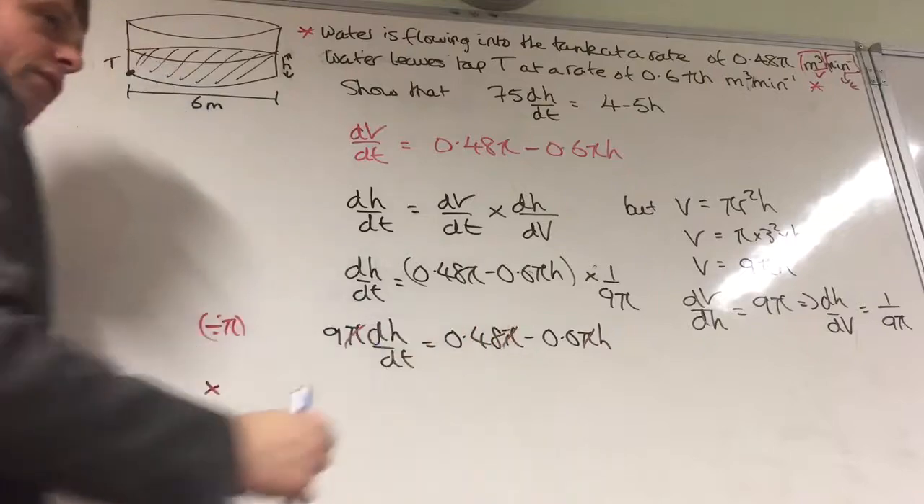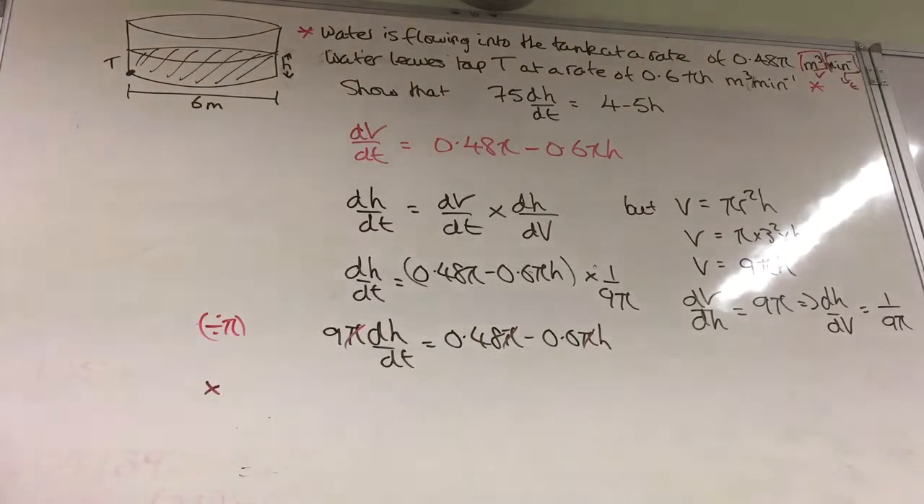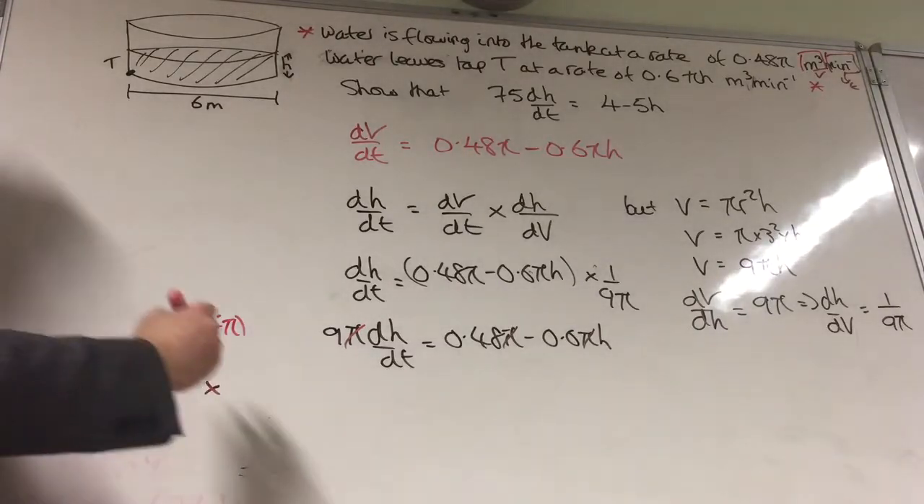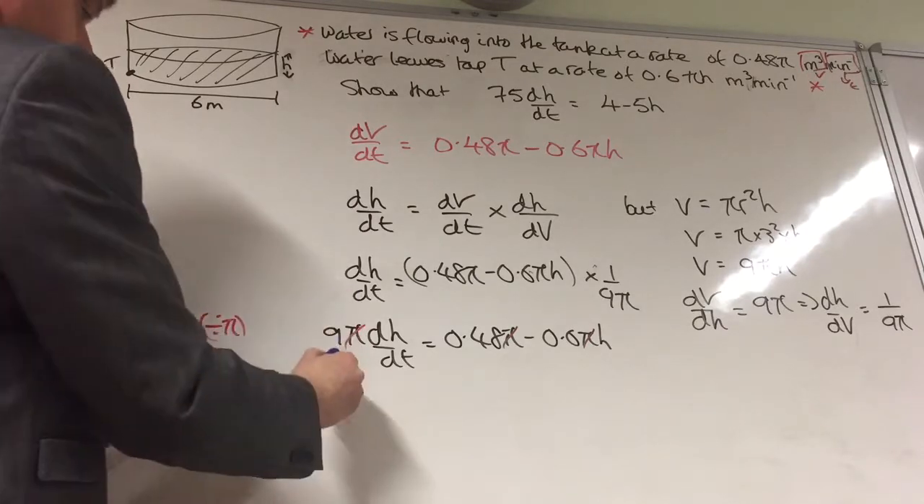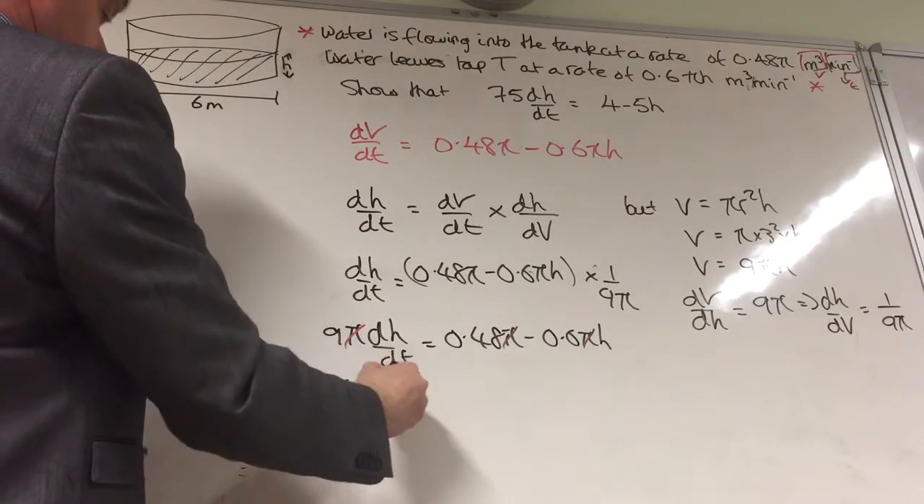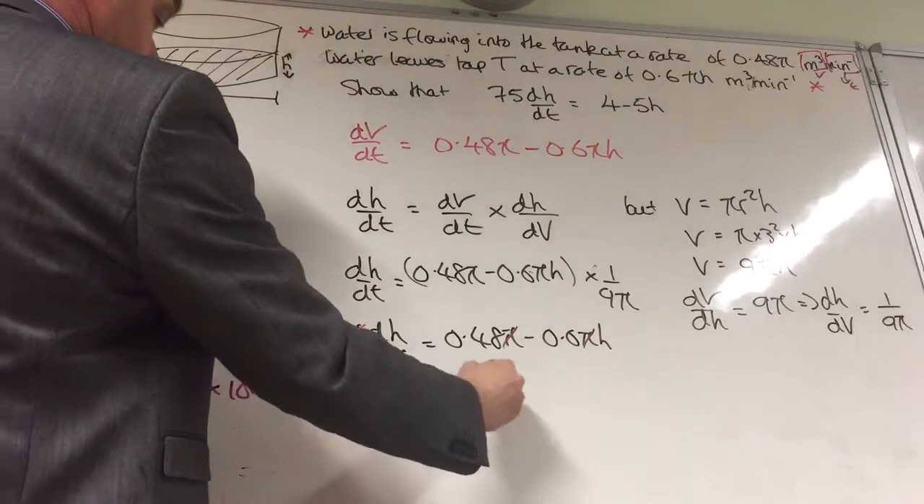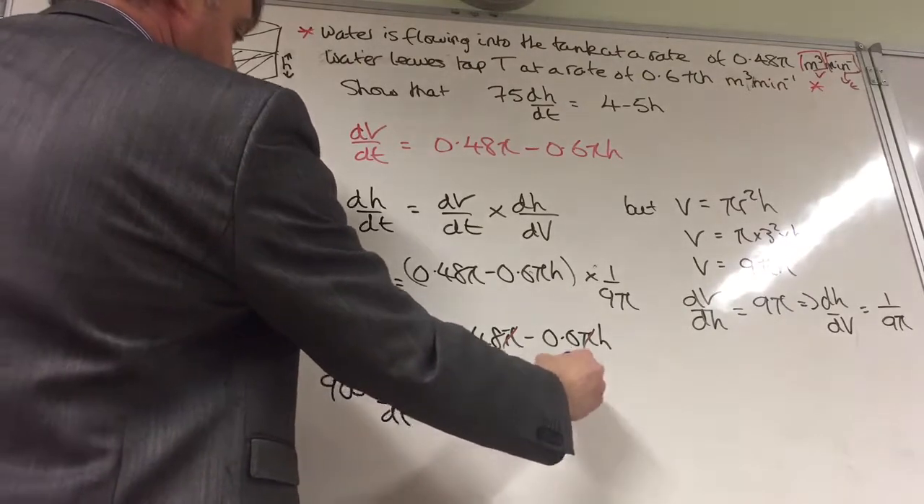So what do I need to times 0.48 by to make it into a whole number? Don't make it complicated. What's the easiest thing to times that by to change it into a whole number? Just times by 100. So I end up with 900 dh by dt is equal to 48 minus 60h.